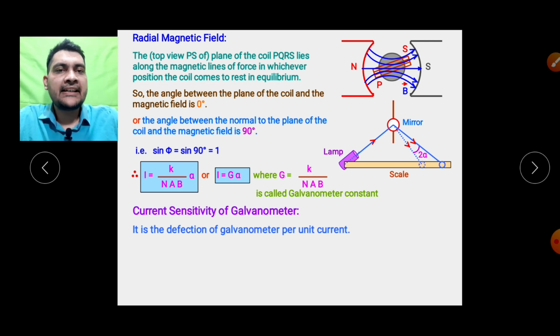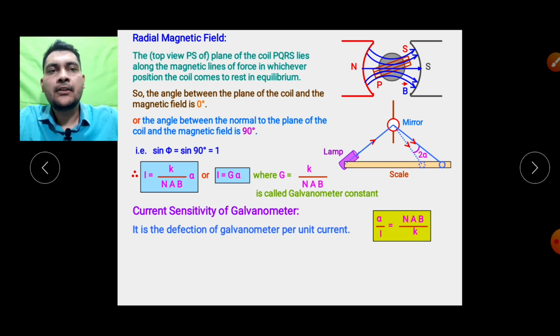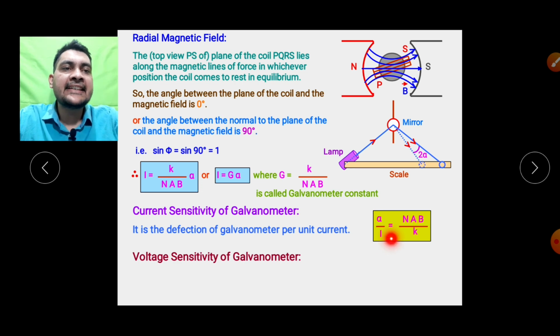So the current sensitivity is directly proportional to deflection and inversely proportional to the current. It means the larger the deflection for a smaller current, the larger the current sensitivity. It is given by the ratio alpha over I, deflection divided by current. So this ratio, deflection per unit current, is called current sensitivity. You can find the value of current sensitivity: alpha upon I is equal to NBA over K, the reciprocal of the galvanometer constant. So how can you increase the current sensitivity?